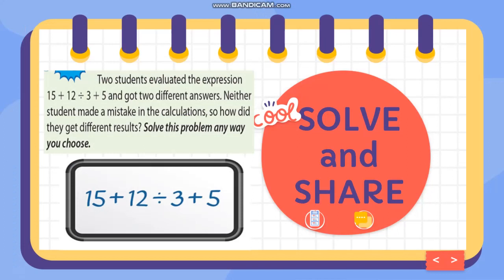Okay, so let's analyze this problem. Two students evaluated the expressions 15 plus 12 divided by 3 plus 5 and got two different answers. Neither student made a mistake in the calculations, so how did they get different results? Solve this problem any way you choose.